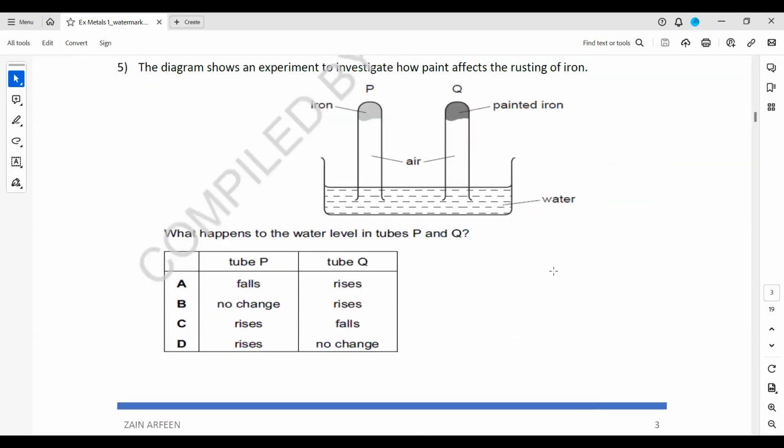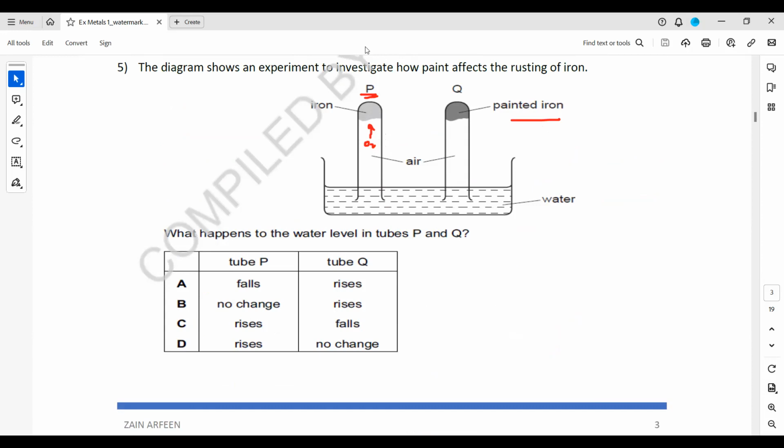The diagram shows an experiment to investigate how paint affects the rusting of iron. Look, one is painted, another one is not painted. So which one will rust? This will rust. When it rusts, it will take oxygen from the air, and the water vapours. Water vapours are there already because air is there. But it will take oxygen, so the amount of air will reduce.